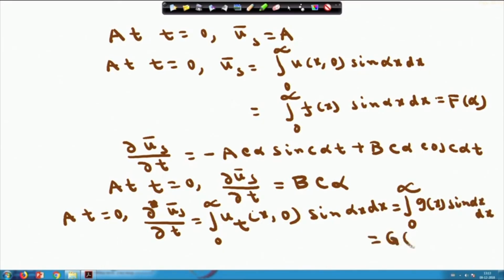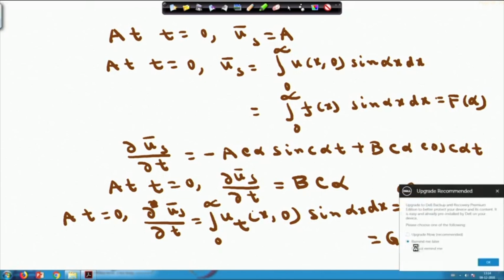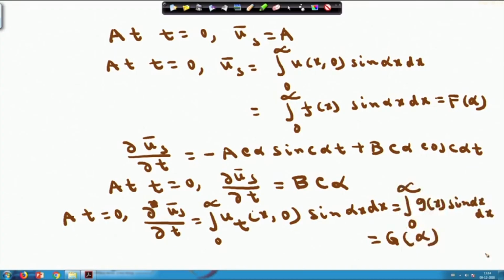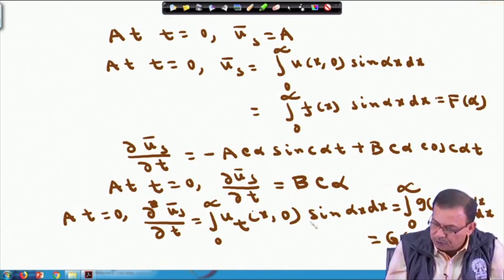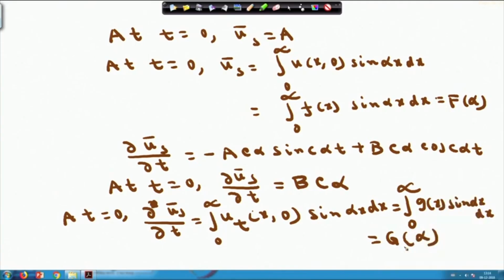So, this is nothing but I can denote it as G(alpha), where G(alpha) is the Fourier sine transform of g(x). Please note that for u bar s at t = 0, the function is u(x,0), because for u(x,0) only the Fourier transform is this one. So the value of u(x,0) is g(x), so that you can obtain capital G(alpha), where capital G(alpha) is nothing but the Fourier sine transform of g(x). And once I have obtained this, b will be equal to G(alpha) by c alpha, and a we have already obtained as F(alpha).